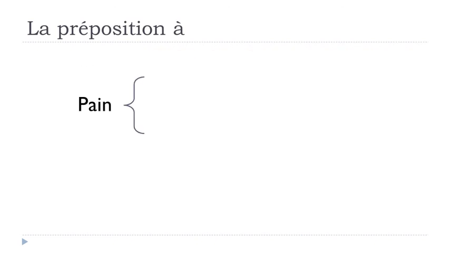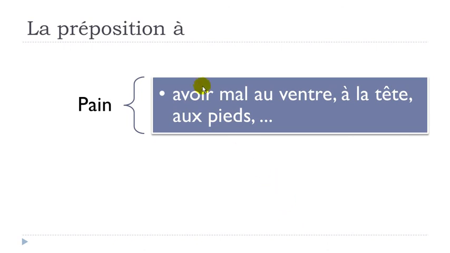The pain. Normally, we've got this expression. When you want to say that you've got an ache, something somewhere in your body, so avoir mal and then à. And then you will combine it with the article. So ventre would be like stomach, so stomach ache would be avoir mal au ventre. Obviously this au is à plus le. So that's the reason why it's like that.